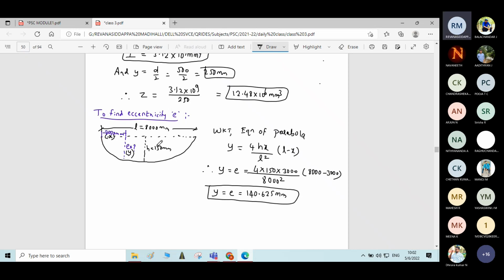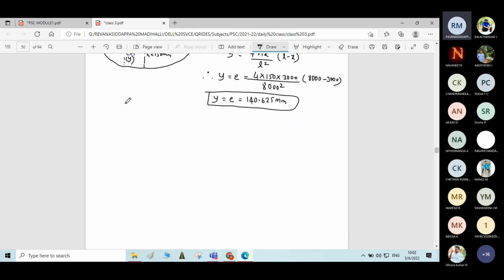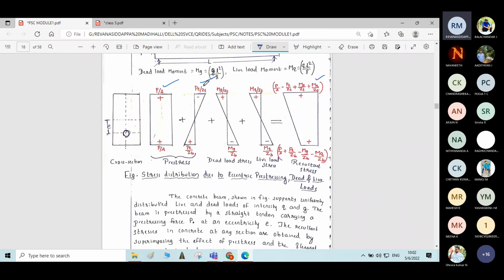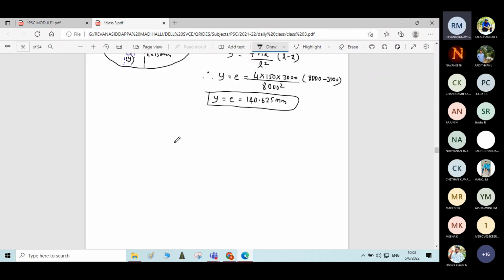Now we got all the required parameters to calculate the bending stress due to prestressing force. That is PE by Z, you can calculate. Plus PE by Z and minus PE by Z. Therefore, plus or minus. Therefore, bending stress due to prestressing force is equal to plus or minus PE by Z, correct?